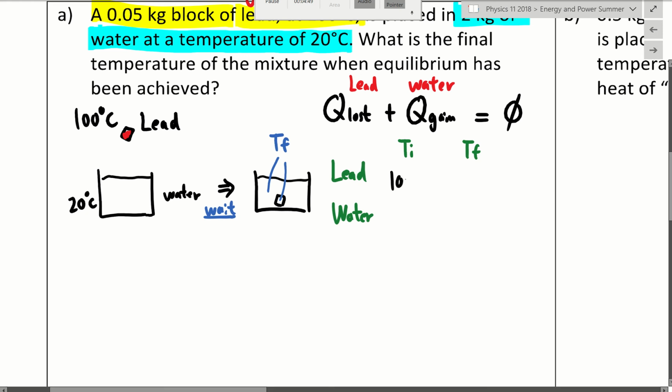So 100 degrees Celsius is the initial temperature of the lead, and the final temperature, we don't know. For water, the initial temperature is 20 degrees Celsius, and the final temperature we don't know. But what we do know is these two energy amounts are equal, right?